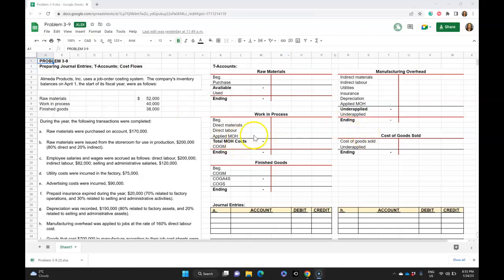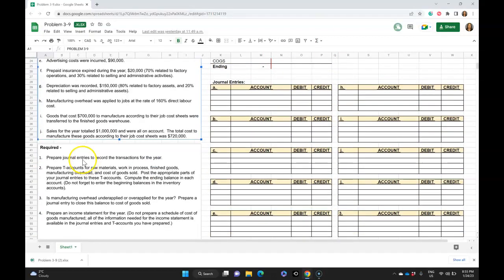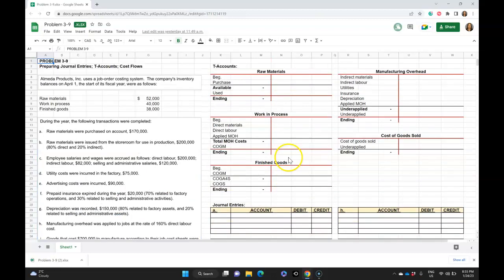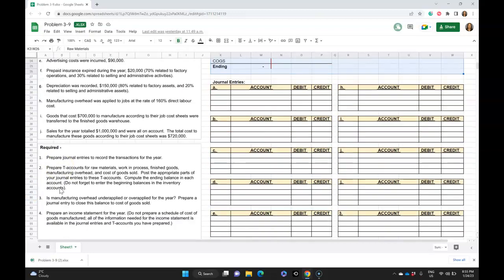In problem 3-9, we're going to do two things. First, we're going to prepare journal entries for the year, and then second, we're going to post our journal entries to T accounts. But I think what I'll do is I'll do those two steps together, where I'll do the journal entry, and for where I've opened up T accounts for these ones, I'll post into them at the same time. And then once we're doing that, we'll look at putting together an income statement and then also clearing out your manufacturing overhead account because we need it to be zero at the end of the period.